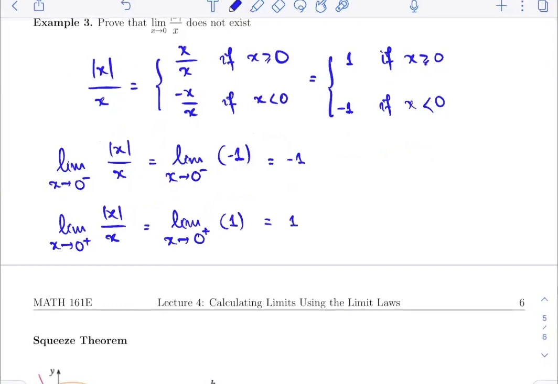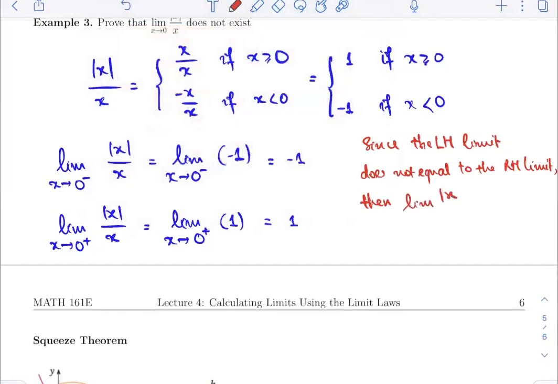All right, from these calculations, the left-hand limit does not equal the right-hand limit. And therefore, you draw the conclusion that the limit does not exist. So since the left-hand limit does not equal the right-hand limit, the limit of absolute value of x over x as x approaches 0 does not exist.